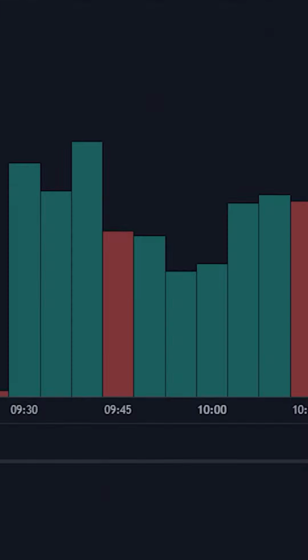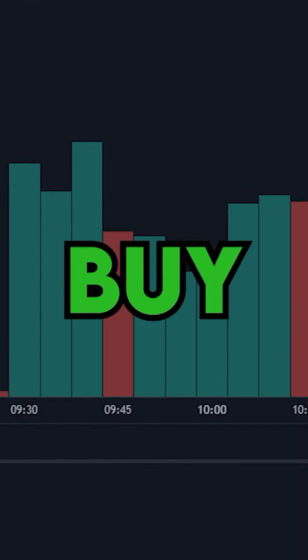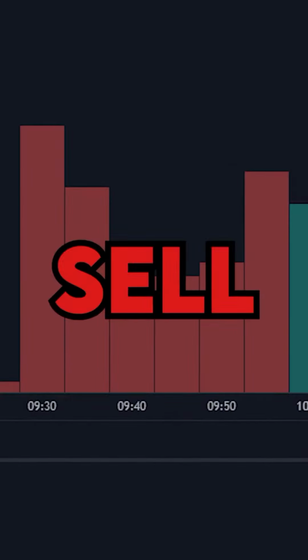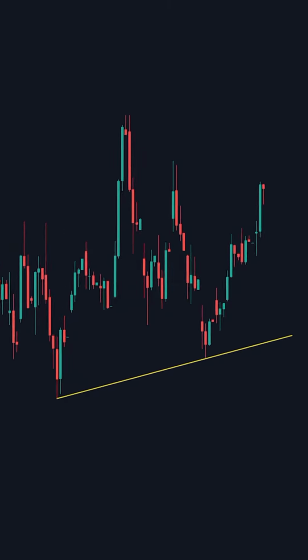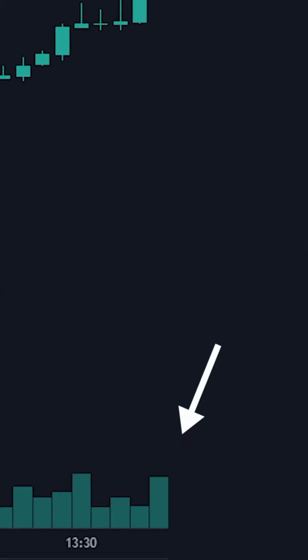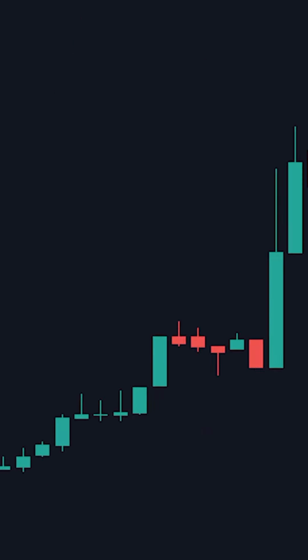on breaking out. When you see a lot of buying volume, you should buy. When you see a lot of selling volume, you should sell. Use volume at key pivot points like support and resistances, trend lines, breakout patterns, so you can predict how price will react to these points with higher accuracy.